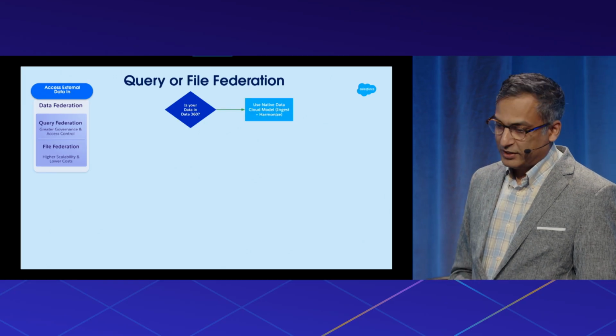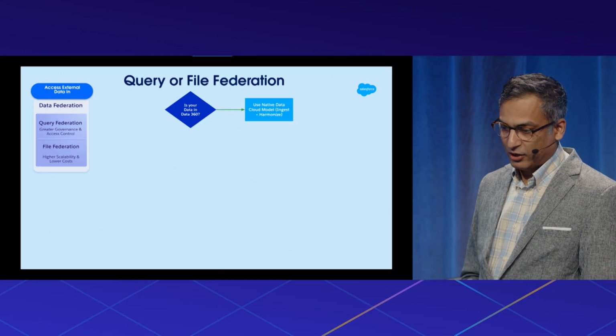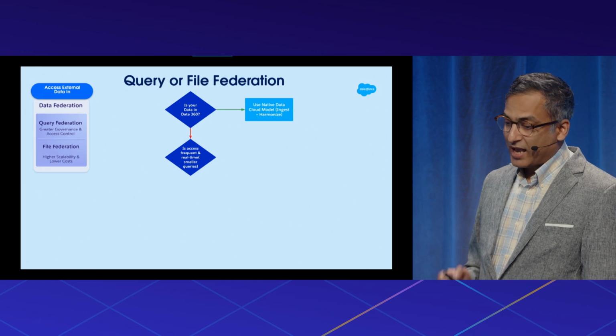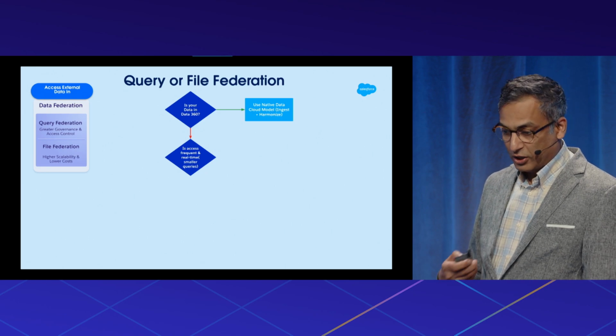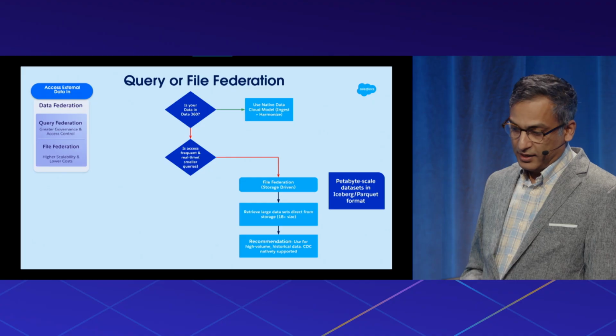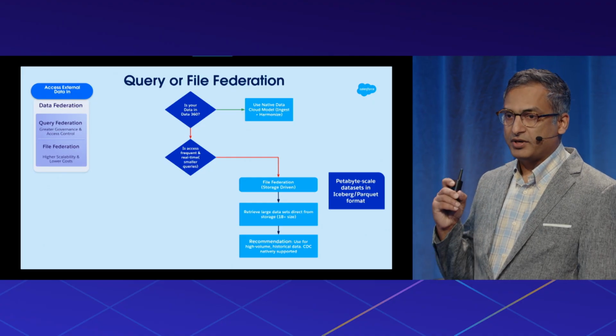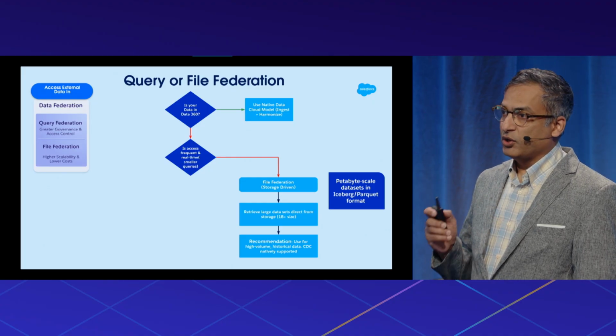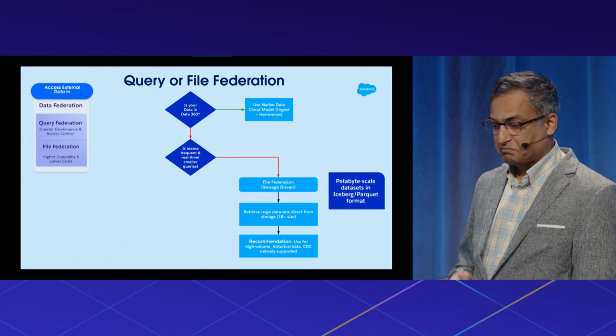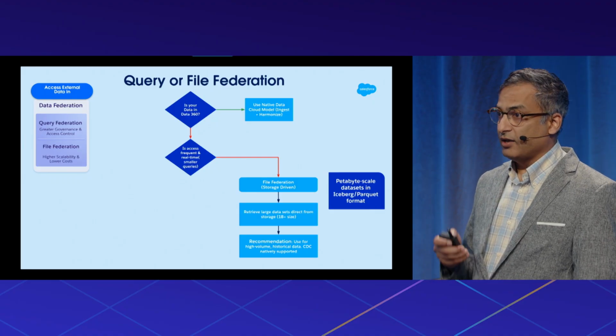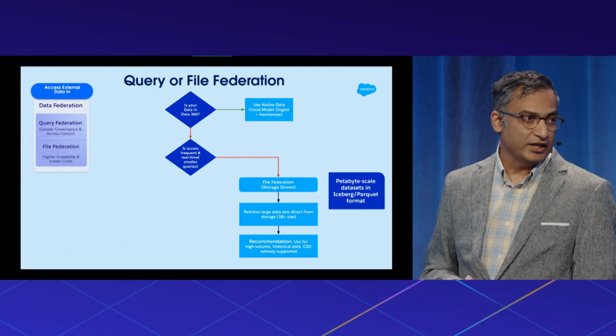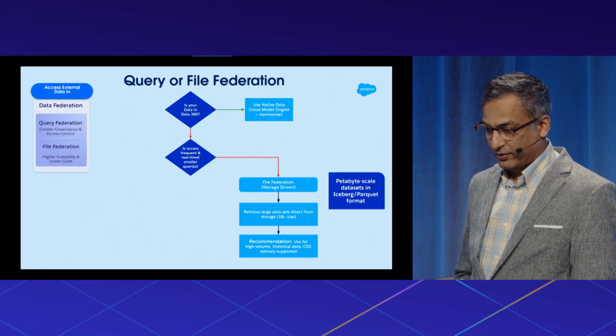If your data is in Data 360, great. Use your native data cloud model. But if you're accessing frequent and real-time, smaller queries, you have File Federation, where you can use storage-driven access to retrieve these large data sets. Anytime you have high volumes of data, historical data, and use cases that require CDC, File Federation works really great.